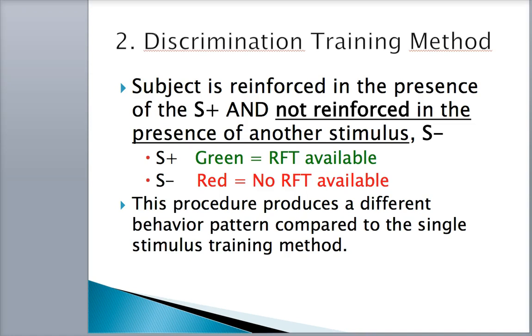The S minus would be red, there's no reinforcement available. And over time, during training, the animals learn to peck at green and they don't peck at red. And this procedure actually produces a peaked gradient, but it produces a behavior pattern that is very different from what you get with the single stimulus training method.